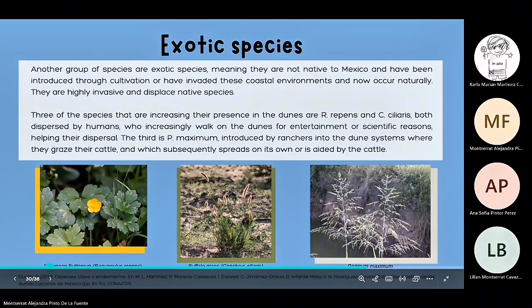Exotic species. Another group of species are exotic species, meaning they are not native to Mexico and have been introduced through cultivation or have invaded these coastal environments and do not occur naturally. They are highly invasive and displace native species.